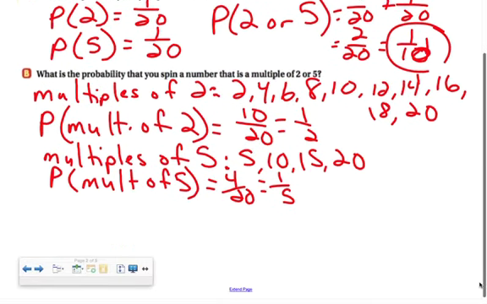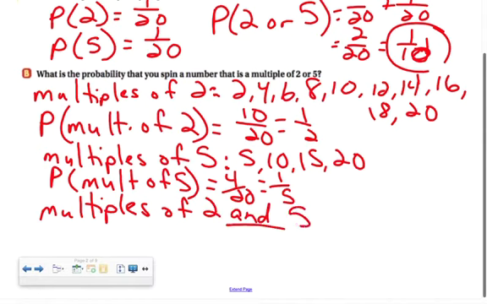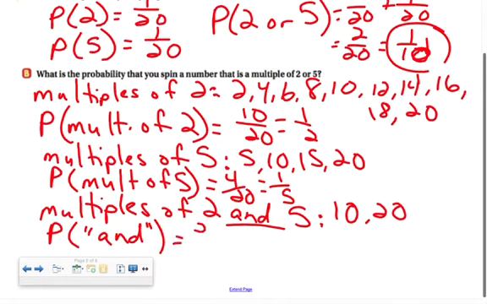But these events are not mutually exclusive. I have numbers that are multiples of 2 and 5, and that's 10 and 20. So the probability of both, and I'm going to abbreviate, is 2 out of 20, which is 1/10.